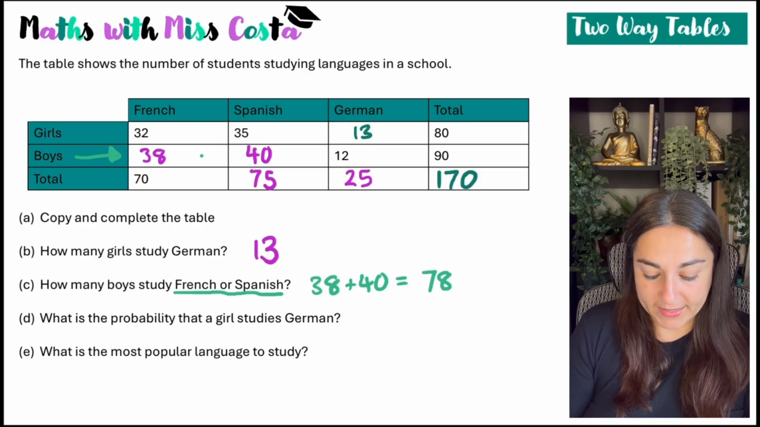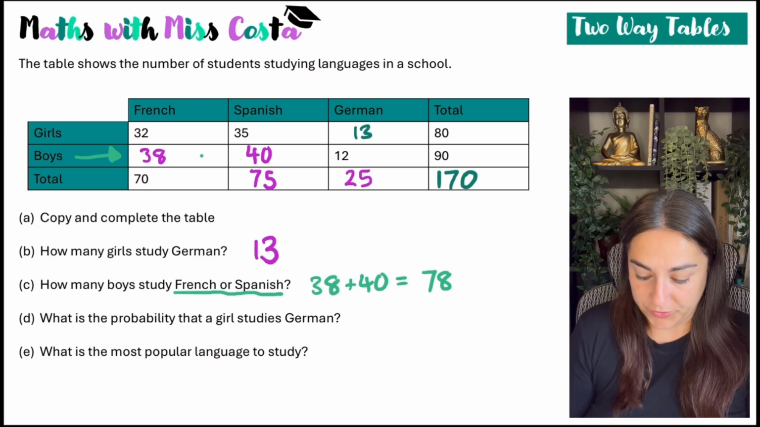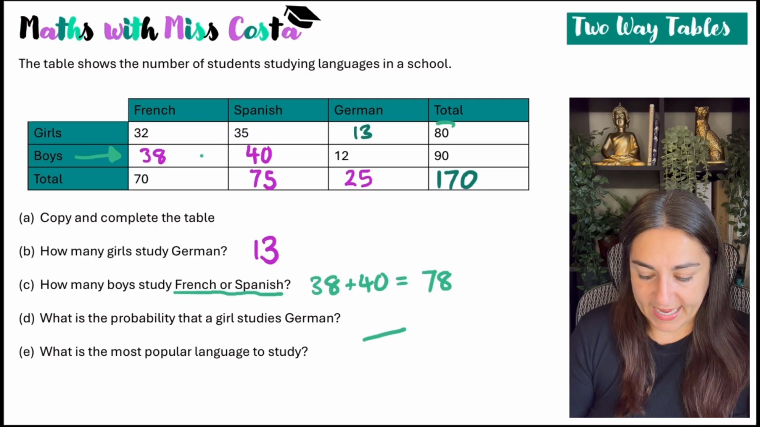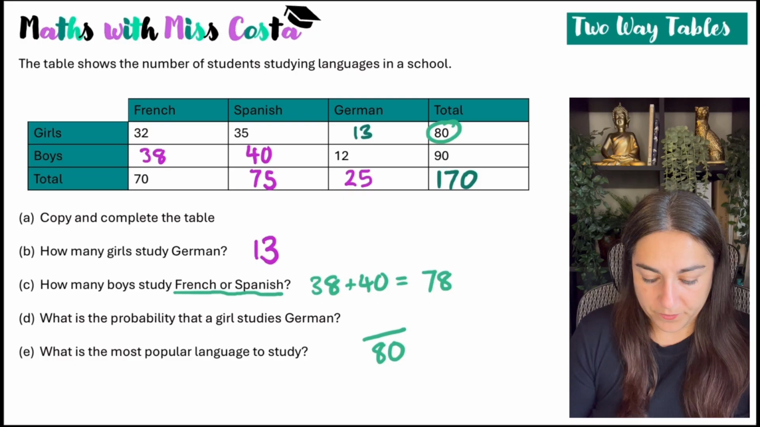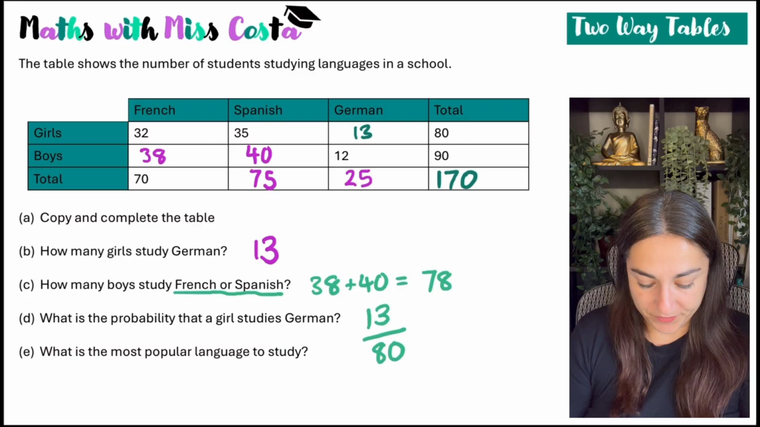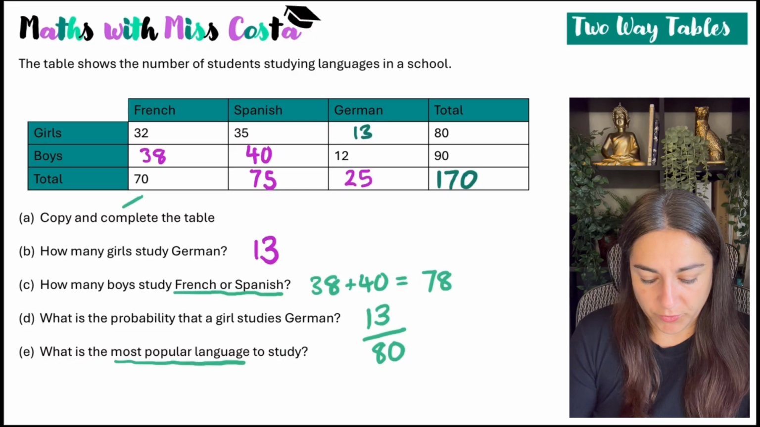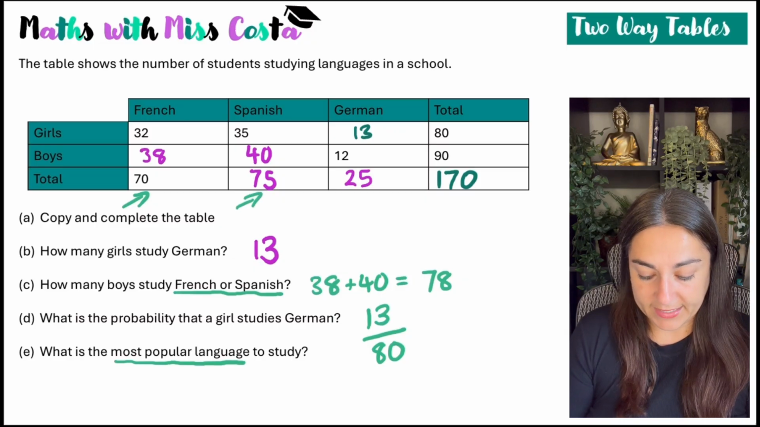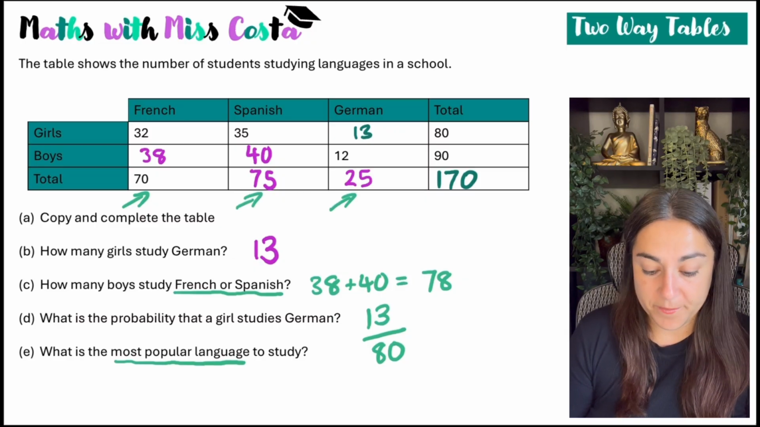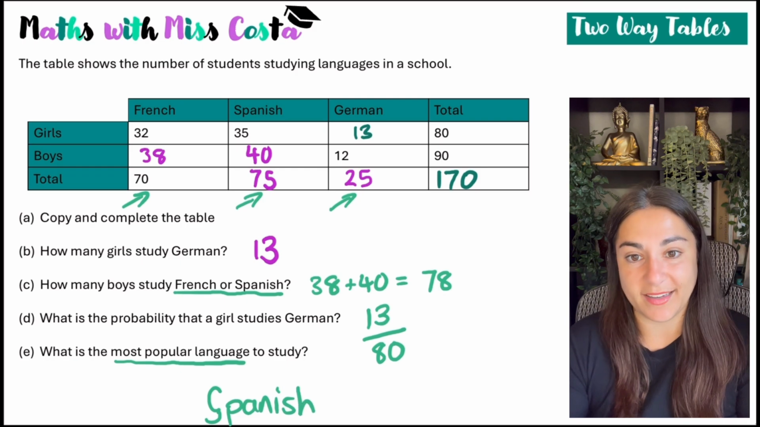Then it says, what is the probability that a girl studies German? Probability is always out of a total. How many girls are there? There's 80 girls, so my total is going to be out of 80. And how many like German? Well, that's 13. So my probability would be 13 out of 80. And then what is the most popular language to study? I'm going to look in my totals here. 70 people like French, 75 like Spanish, and 25 like German. So 75 is the highest value. Therefore, Spanish must be the most popular language to study.